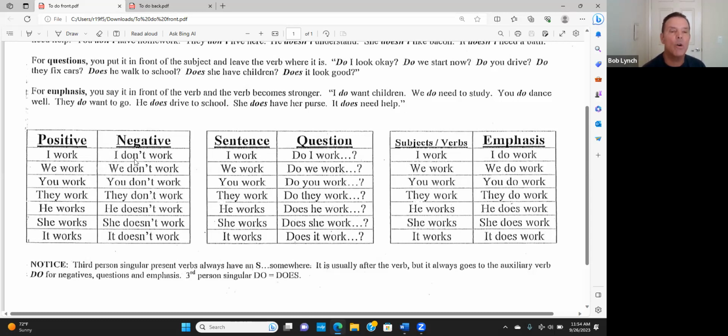And if we want to make it a negative statement, we add not. In this case, it's don't because this means do not or does not. So I do not work or I don't work. We do not work or we don't work. You do not work or you don't work. They do not work or they don't work. He does not work or he doesn't work. She does not work or she doesn't work. It does not work or it doesn't work.